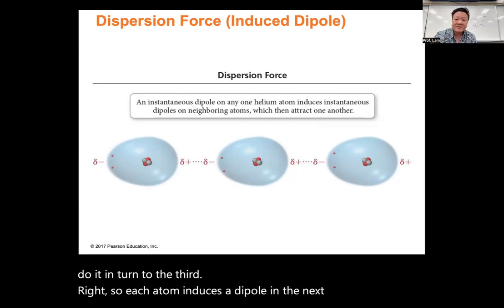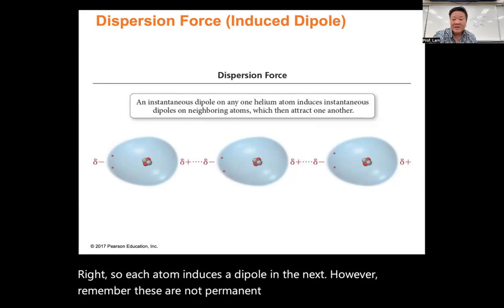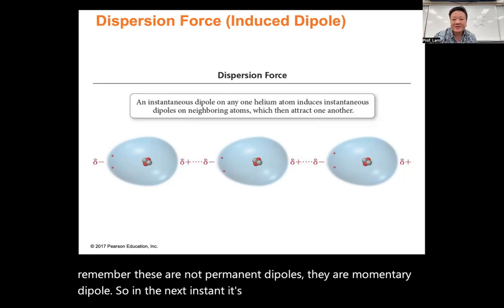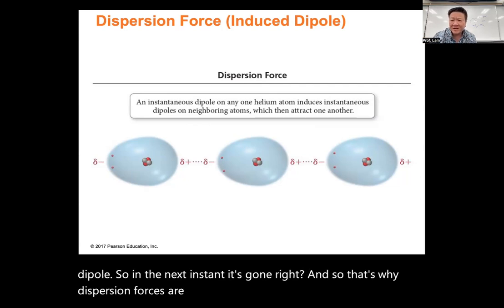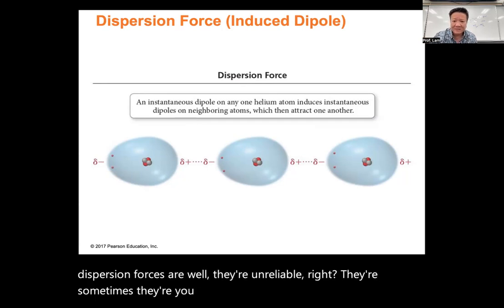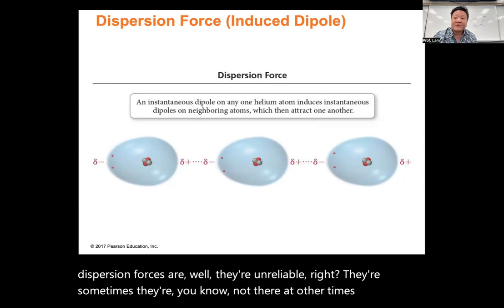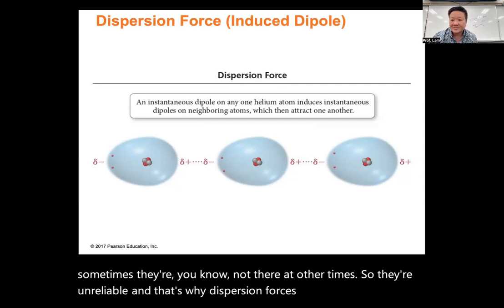However, remember, these are not permanent dipoles, they're momentary dipoles. So in the next instant, it's gone, right? And so that's why dispersion forces are, well, they're unreliable, right? They're there sometimes, not there at other times. So they're unreliable, and that's why dispersion forces are the weakest of the IMFs.